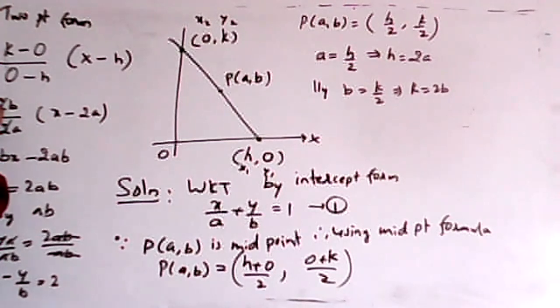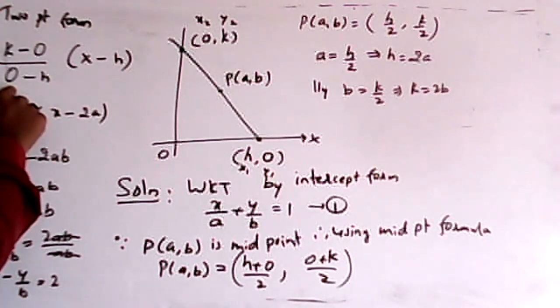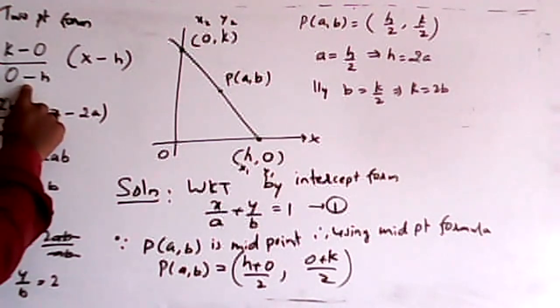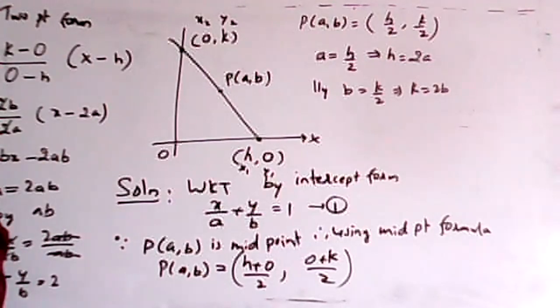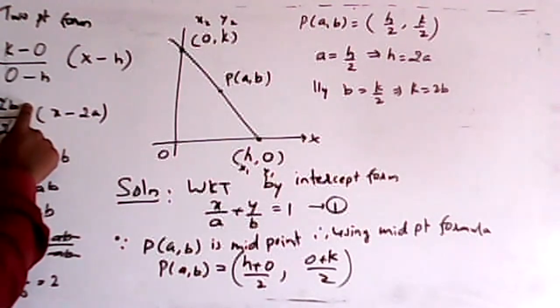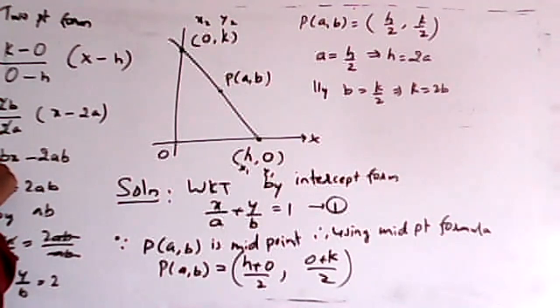y minus y1, y1 is 0. y2 minus y1, y1 is 0. x2 is 0 minus x1, x1 is h, so x minus h, correct? y is equal to k, which means 2 times b. h means 2 times a, but it is minus 2 times a, right? This minus remains. I have taken a only, but minus remains. Minus into x minus bx, minus into minus is plus, correct? Here we got it now.